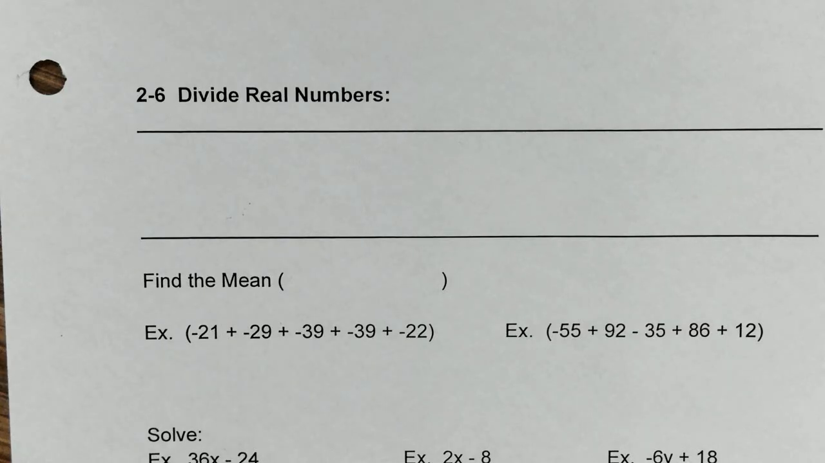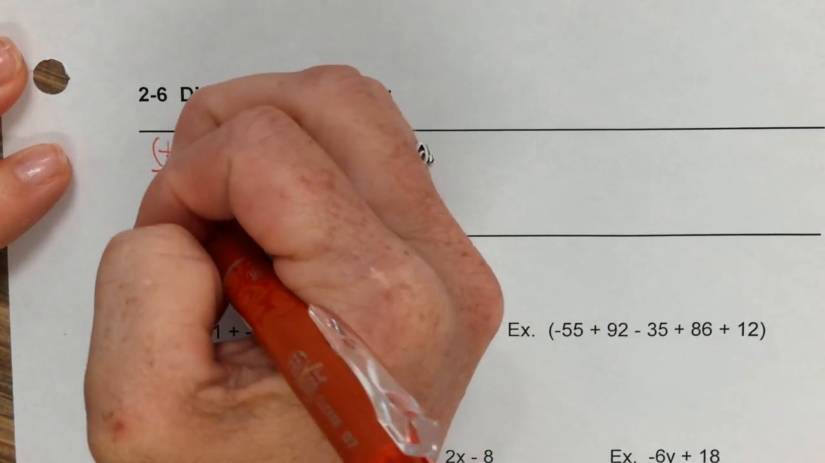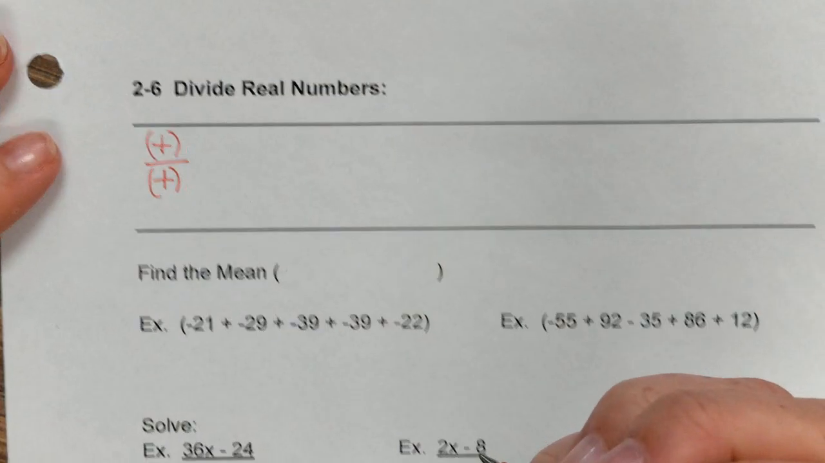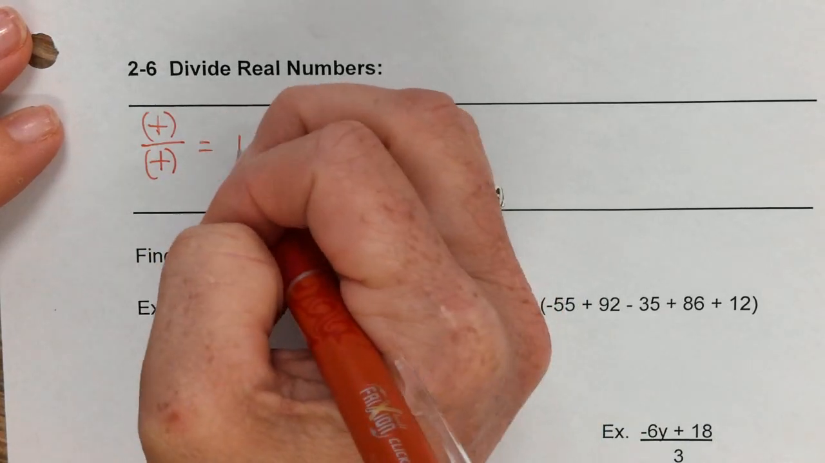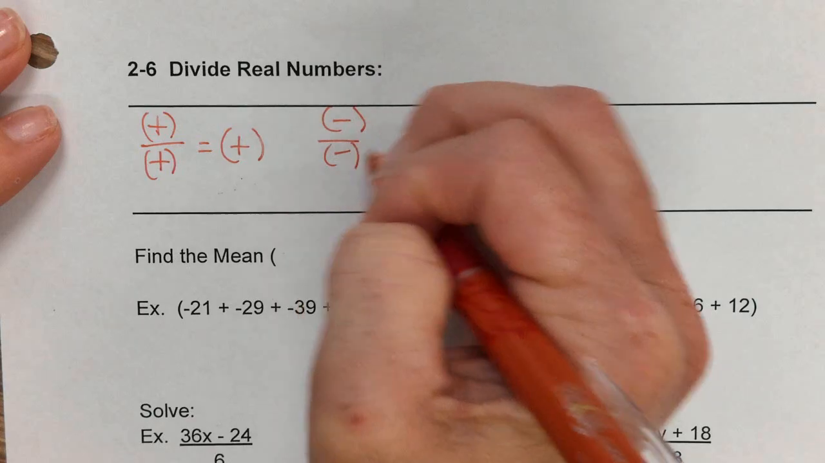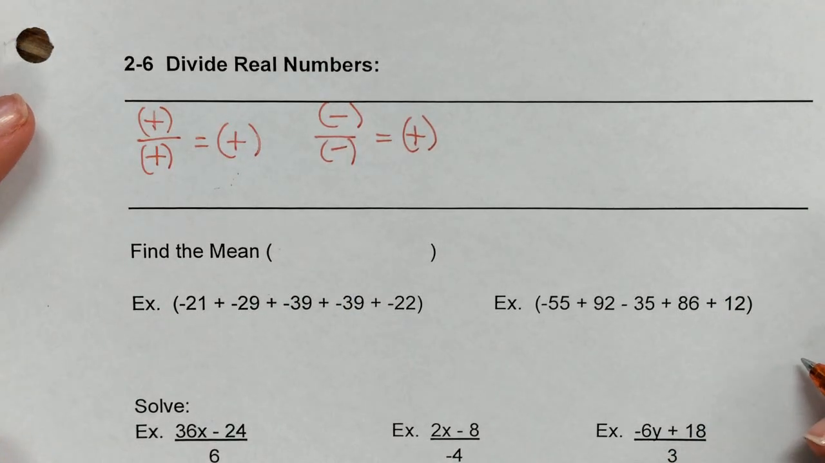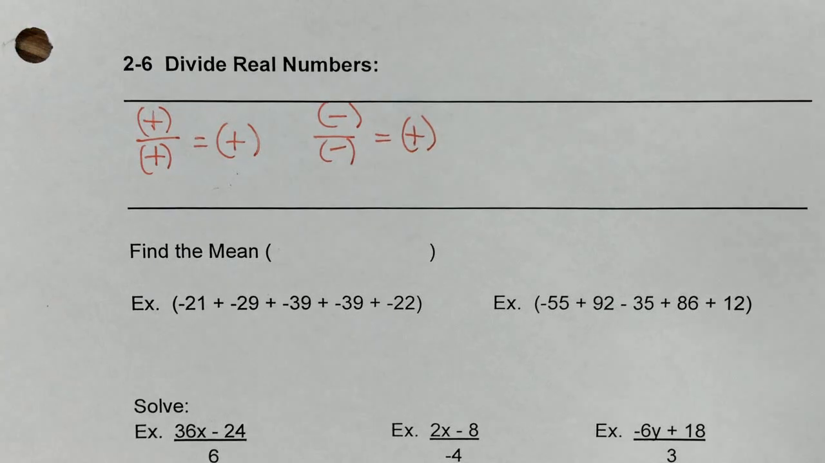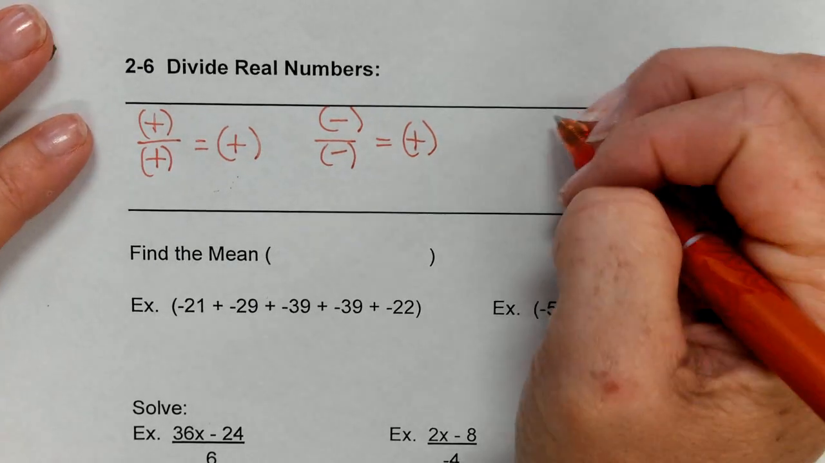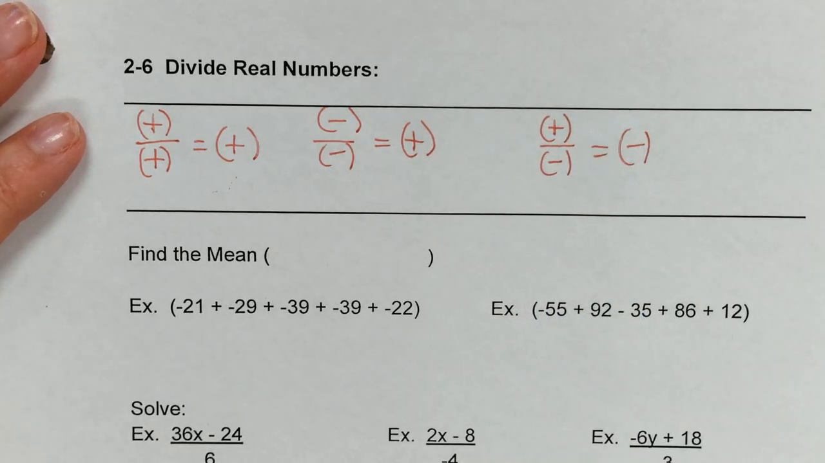So super easy. When you divide, two positives make a, I'm going to let y'all think again. Two positives make a positive. Two negatives also make a positive. What's the only way to get a negative? Two different signs, and it doesn't matter which one's on top or bottom. Two different signs is going to give you a negative.